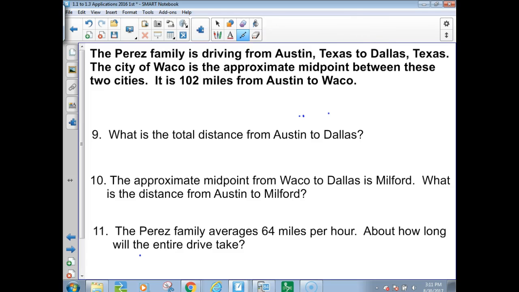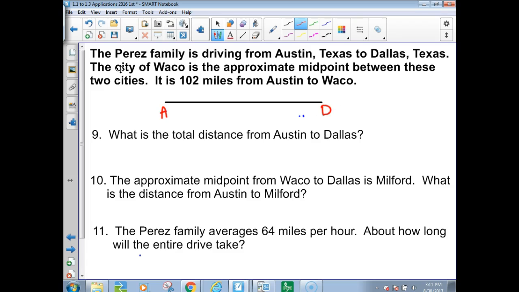We got the Perez family driving from Austin, Texas to Dallas, Texas. We're going to assume it's a straight line. Okay, so if we're going from Austin to Dallas, Austin would be where you began and Dallas would be where you ended. And then it says the city of Waco is the approximate midpoint, which would mean it's where? Right in between A and B in the middle. Okay, so I'll just use W for Waco so we can keep remembering what they stand for by the first letters.